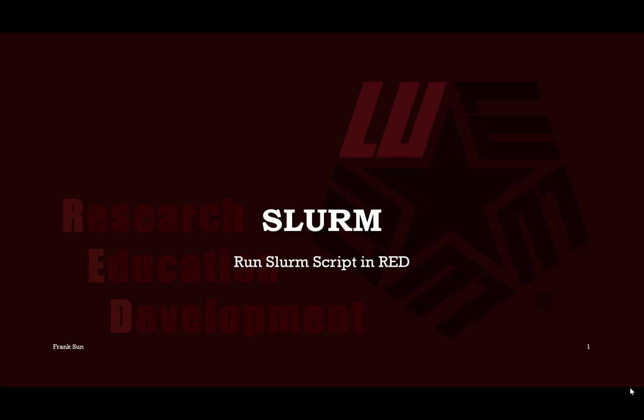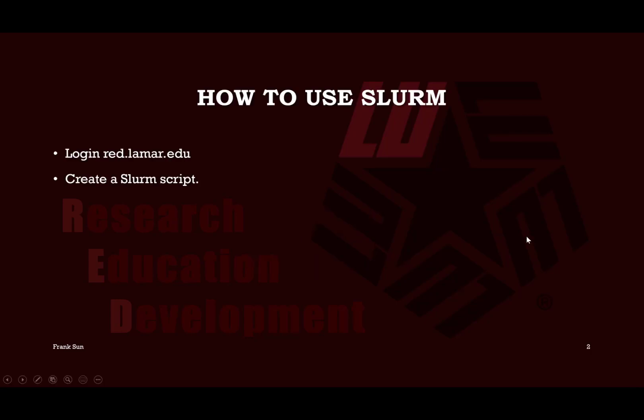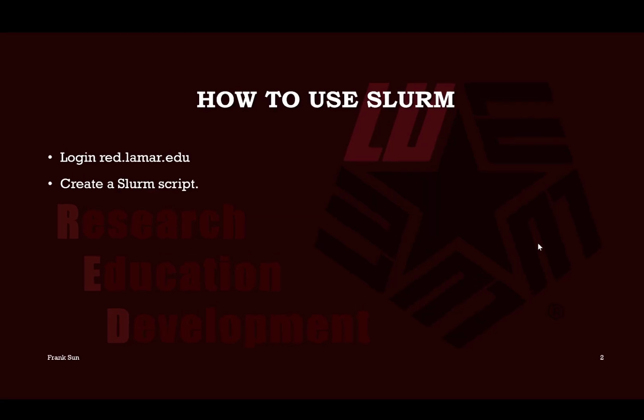In this video, I'm going to show how to create and run a Slurm script in Red HPC. In order to use Slurm, you need to log into red.lamar.edu by using the SSH client PuTTY. The host name is red.lamar.edu. After you log into Red, you are in your home directory, and then you can create your own Slurm script file in there.